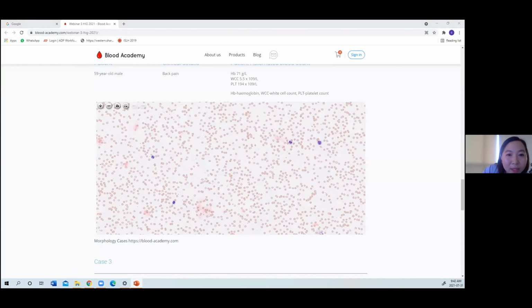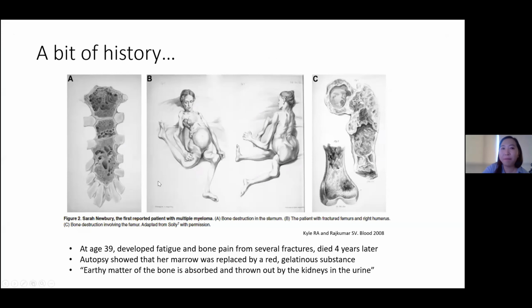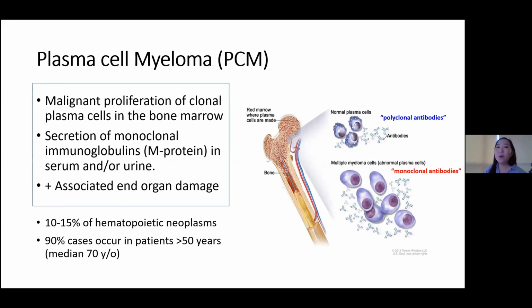And I'm going to talk about that in my current PowerPoint slide. So what is plasma cell myeloma? Your plasma cells are made in the bone marrow, where they produce antibodies or immunoglobulins to help protect us against various types of infections. And normally they produce different immunoglobulins or antibodies with different specificity to antigens. But in multiple myeloma, or plasma cell myeloma, these antibodies are non-functional.